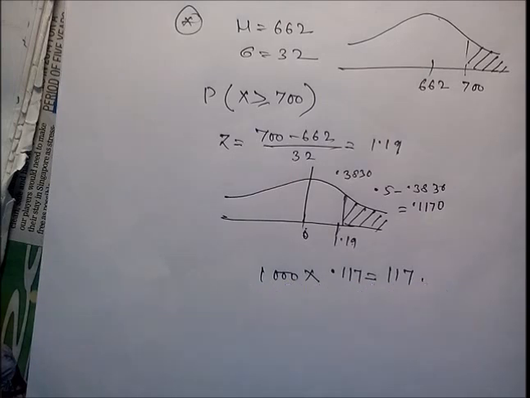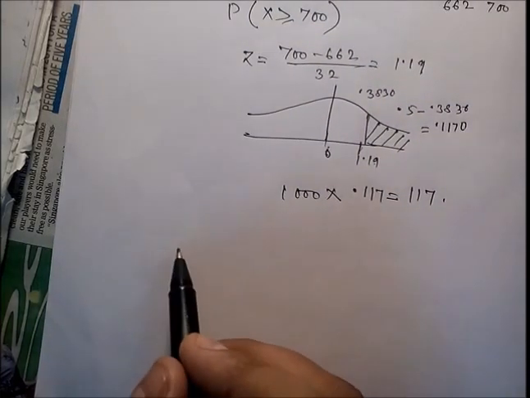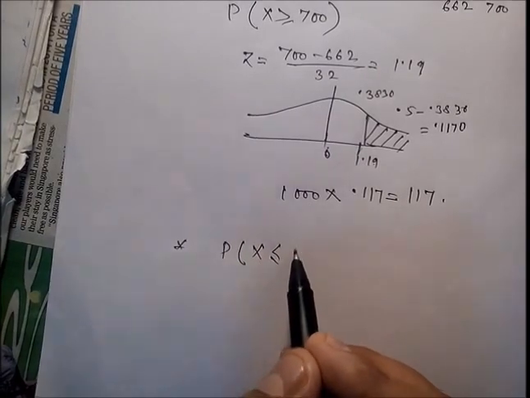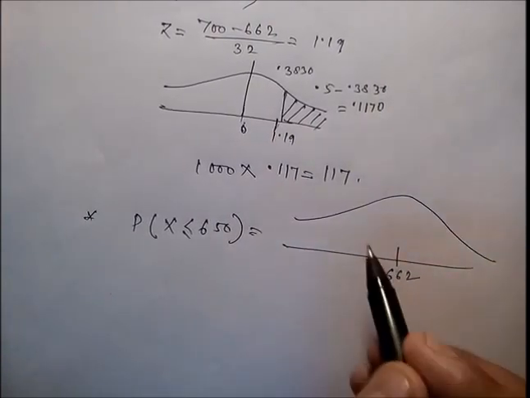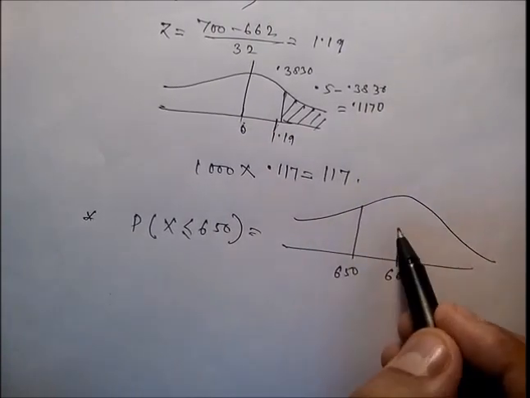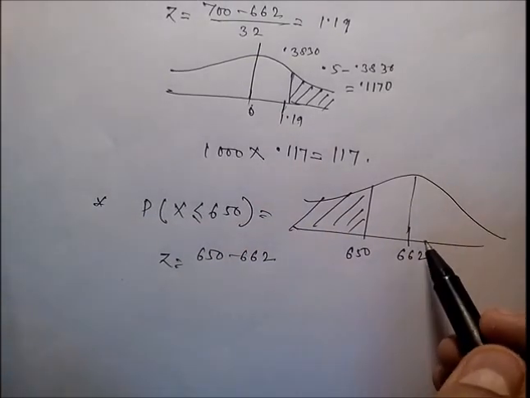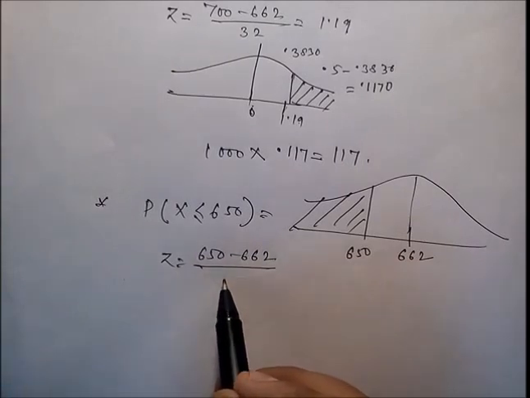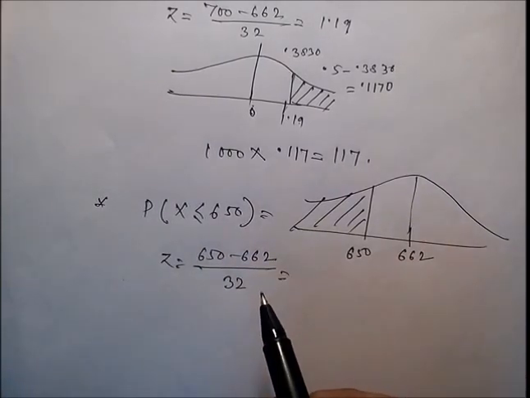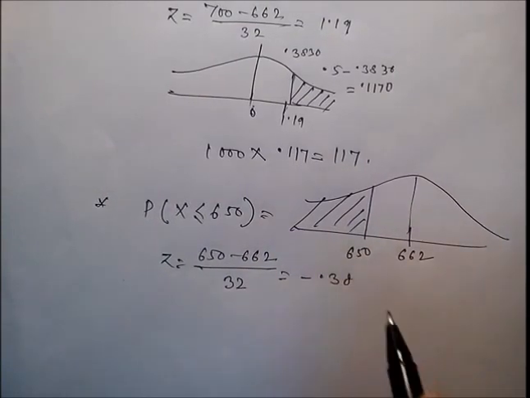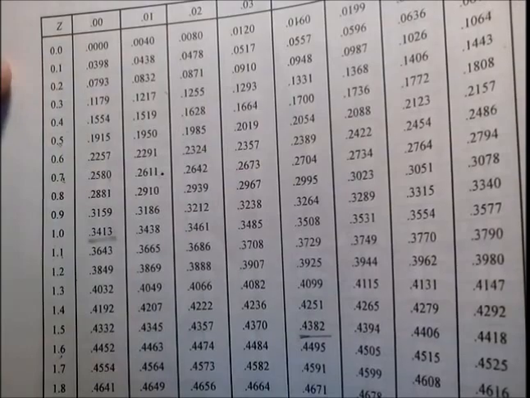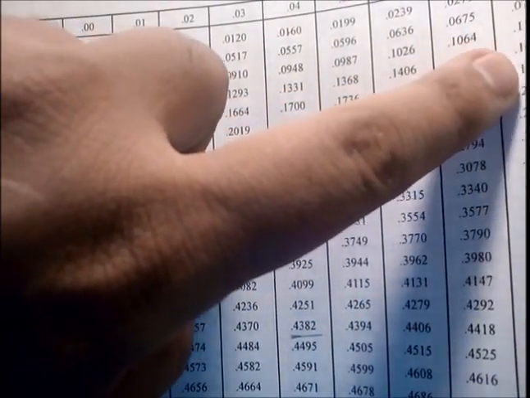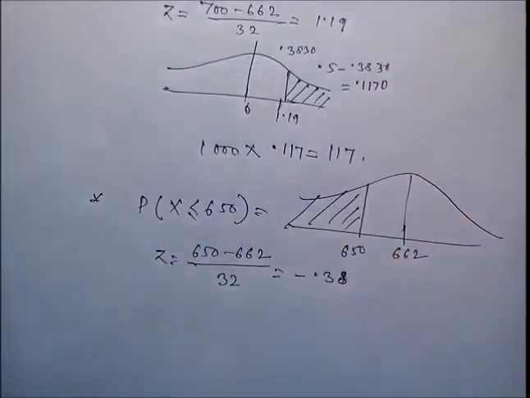Okay. Second is below 650 kilos. Below 650 kilos means the probability of x less than 650. We can draw the figure. It is 662, it is 650, and we have to identify this particular area. The z value is (650 minus 662) divided by the standard deviation, 32. It is minus 0.38. So if it is 0.38, the answer is 0.1480.